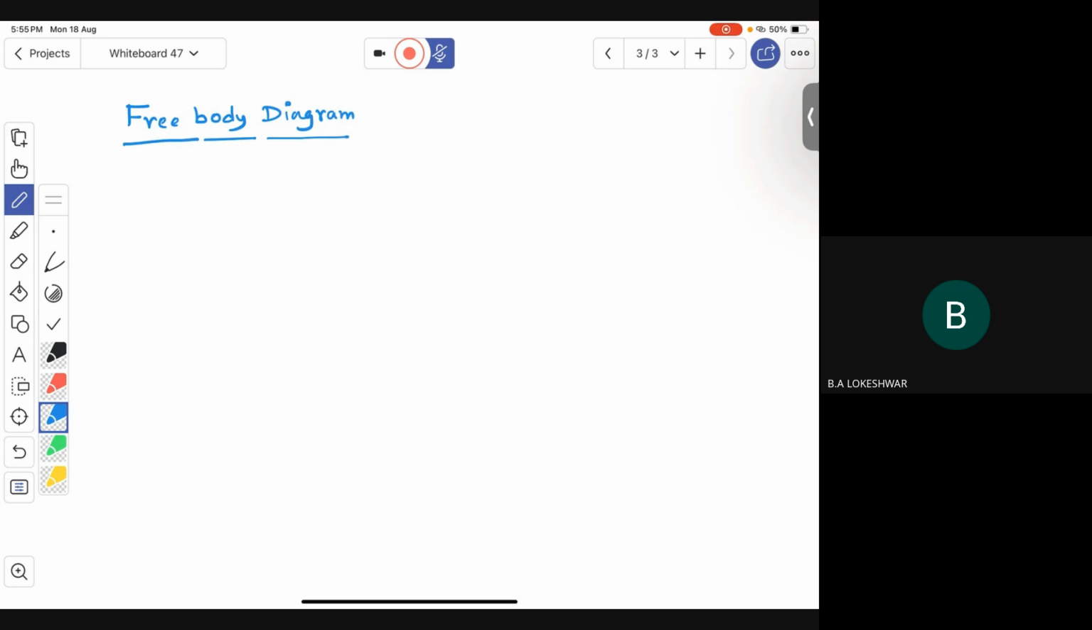So how we draw a free body diagram is: disconnect the object from the surroundings, from everything that it is having contact with. So for whichever object I ask you to draw the free body diagram, you disconnect the object from the remaining universe.